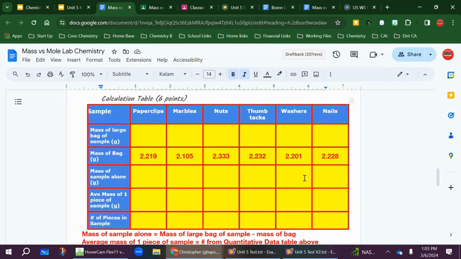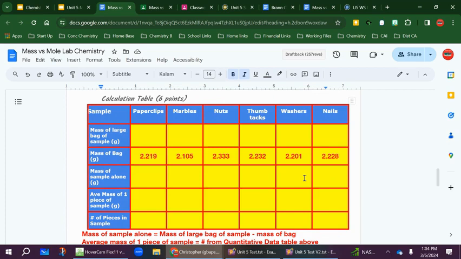By the way, the mass of large bag of sample, that is the bag that is sitting there. Do not open it. Do not take anything out of it. Do not add anything into it. Put it on the balance and find its mass. Here's the mass of the bag that it is in for you so that you can find the mass of just the sample by subtracting these 2 like it tells you to do down here.